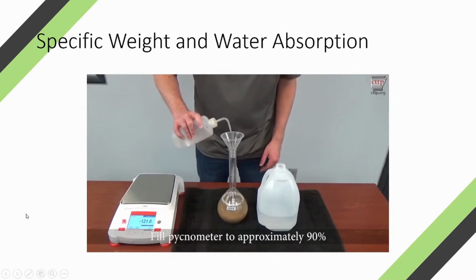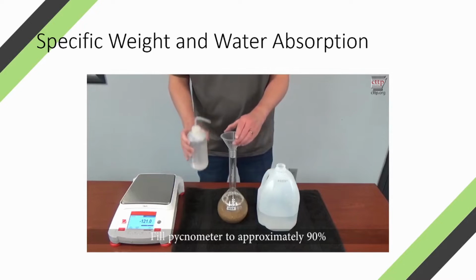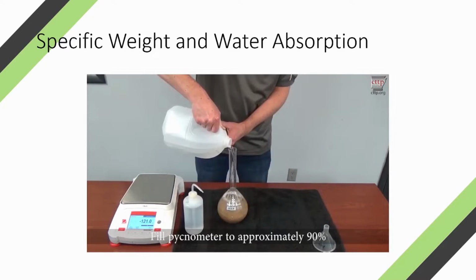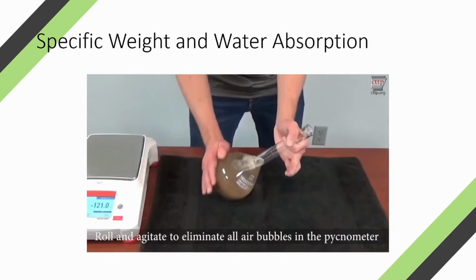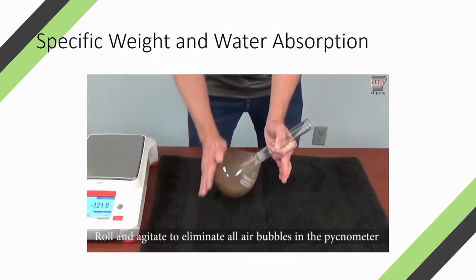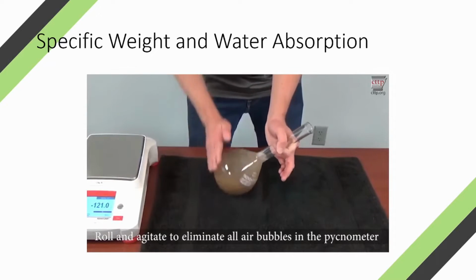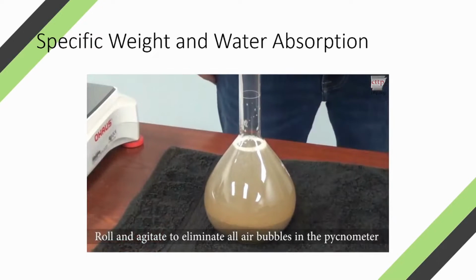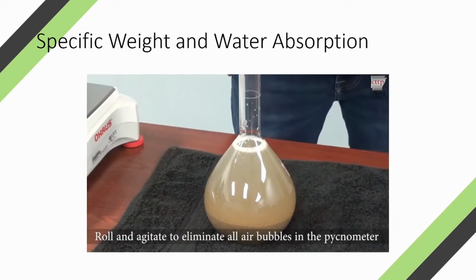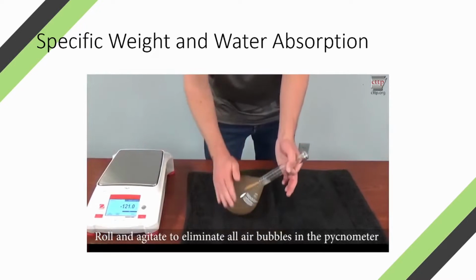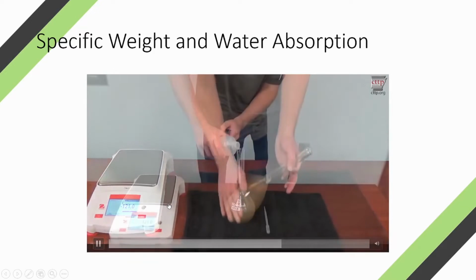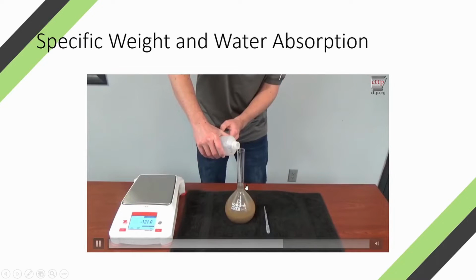Fill the pycnometer to approximately 90%. Rinse any aggregate trapped on the funnel or neck during this process. The funnel can now be removed. Roll and agitate the specimen to eliminate all air bubbles in the pycnometer. This can take some time, 15 to 20 minutes on average. So, dapat wala ng air bubbles kapag itetest na natin siya.